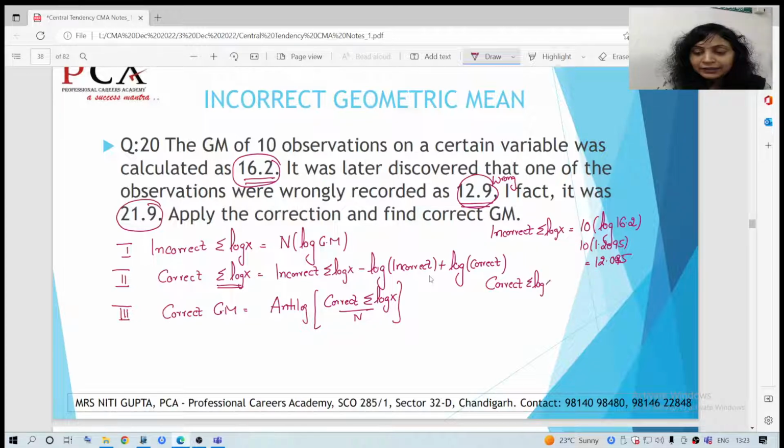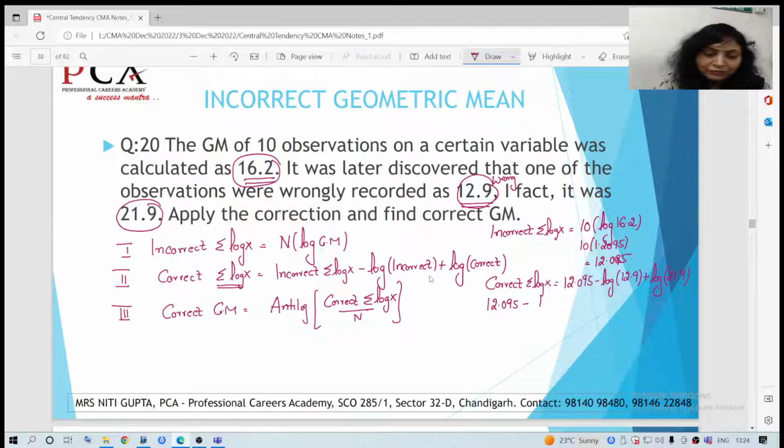So now we have to find out the correct summation log x. For that, from the incorrect summation log x we have to subtract the log of the incorrect item, that is 12.9, and we have to add the log of the correct item, that is 21.9. So let's find out the value. 12.095 minus log of 12.9. Then subtract 1 and multiply by 227695.